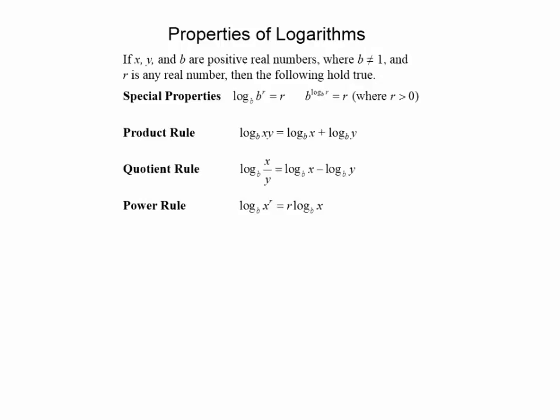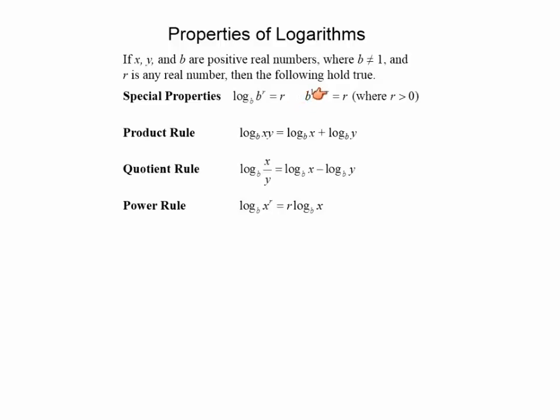Properties of logarithm. If x, y, and b are positive real numbers, where b is not equal to 1, and x is any real number, then the following holds true. So here we have a special property. We have log of b to the power of r. If the base of the logarithm and the base of the exponential are the same, that is equal to just this exponent, r. And that should make sense because b to the power of r is equal to b to the power of r.